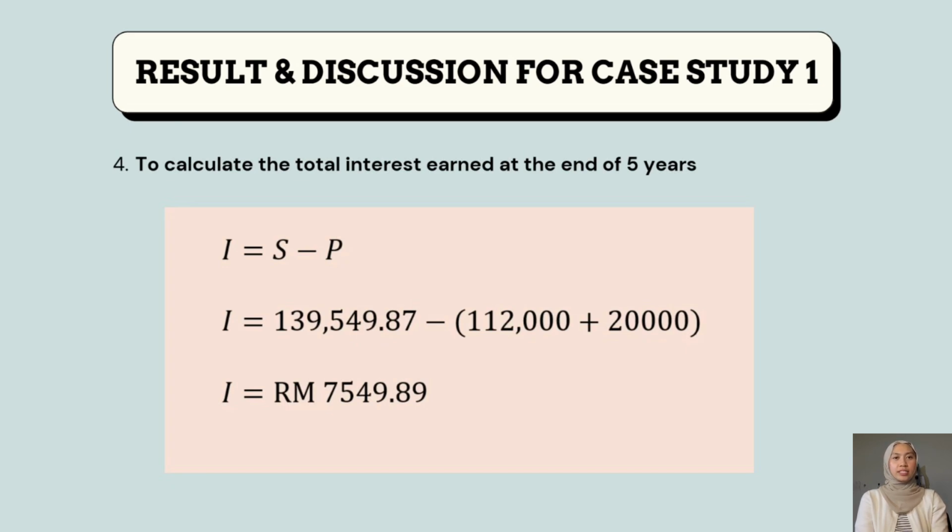For objective 4, to find the total interest, the formula is S minus P, which is 139,549 and 87 cents minus 132,000 that get from 112,000 plus 20,000. You will get 7,549 and 89 cents.